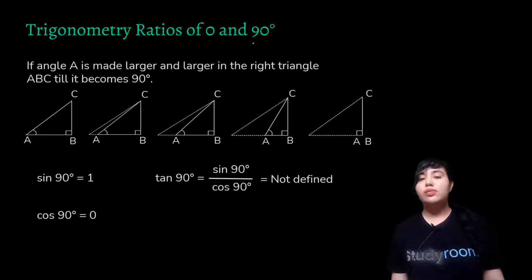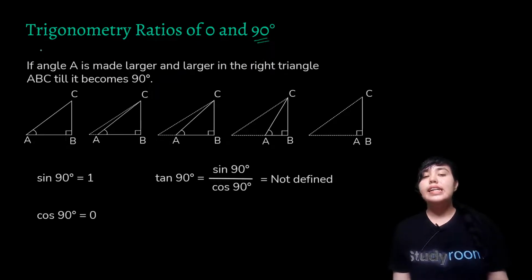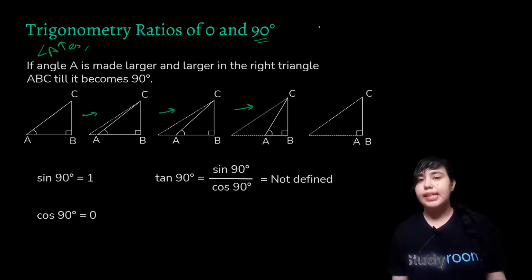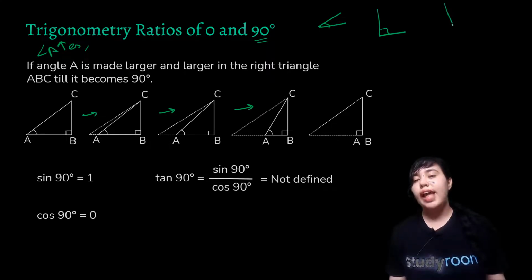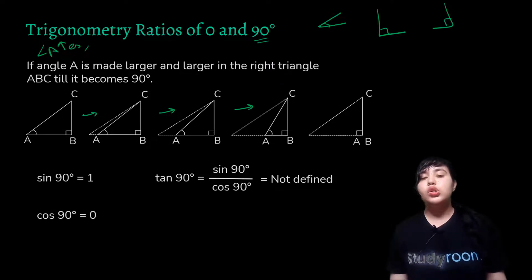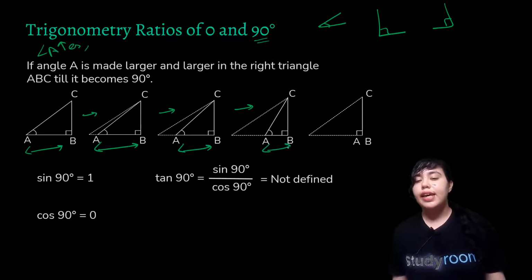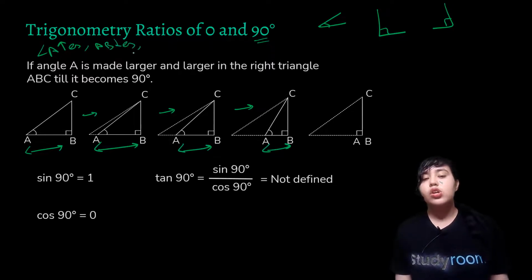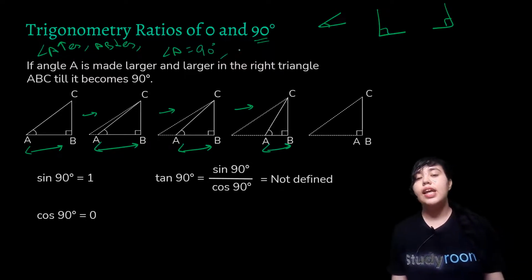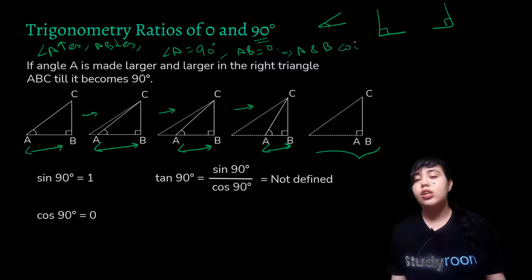So now we find out the trigonometry ratios for 90 degree. Here we increase the value of angle A, and as we increase it, we want it to be 90 degree. So earlier if angle A looked something like this, now it should look like this or like this. You notice that if angle A is increasing, the length of side AB is decreasing. So if angle A becomes equal to 90 degree, your AB should become equal to 0, and that is what is happening. AB becomes 0, or in other words, A and B coincide.